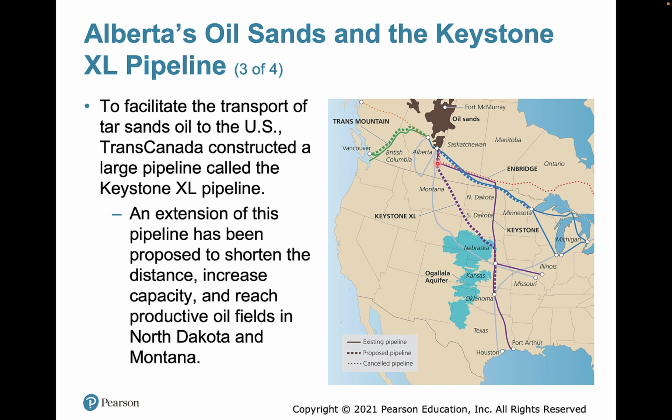Okay, so the existing pipeline is this purple line. All right, it goes down into Texas and Louisiana and over into Missouri and Illinois. Okay, they had proposed an extension of the pipeline to shorten the distance, to increase capacity, and to basically allow oil fields in North Dakota and Montana to contribute to that oil flow.